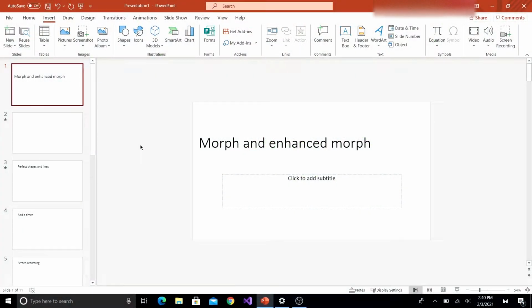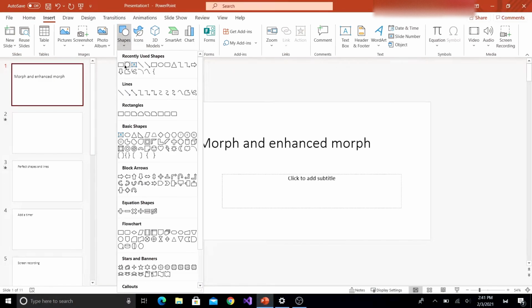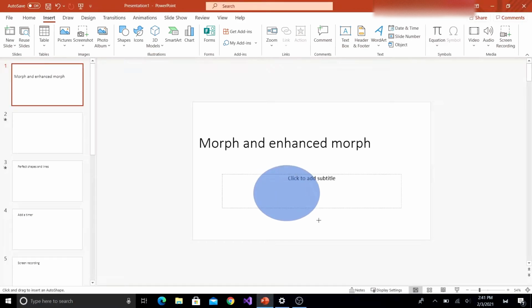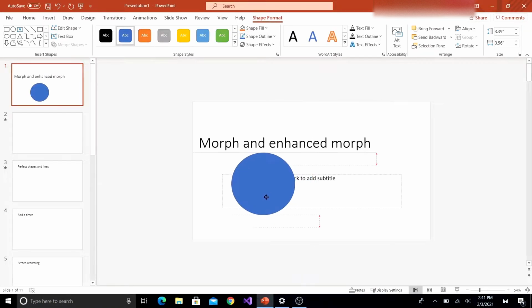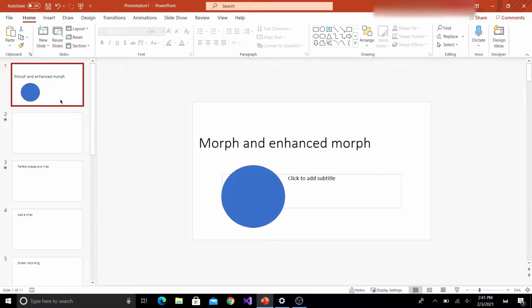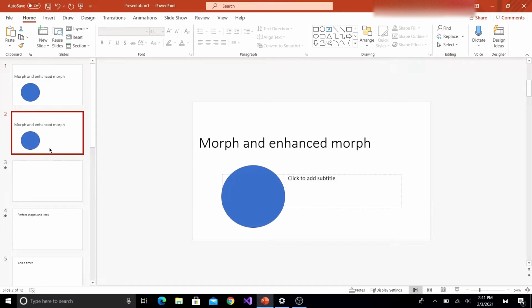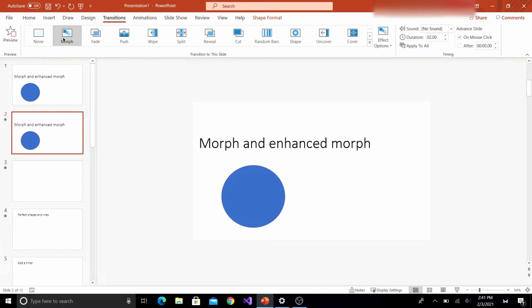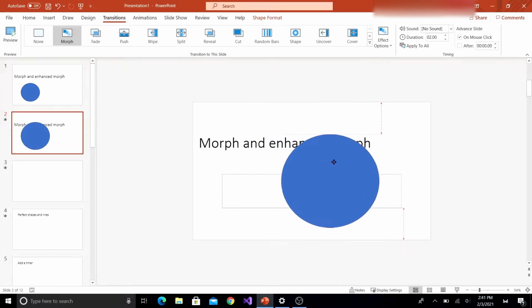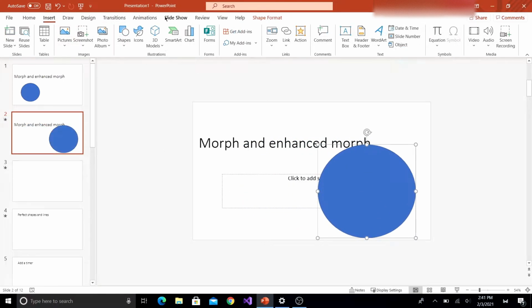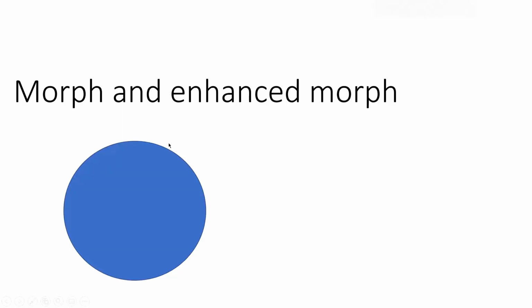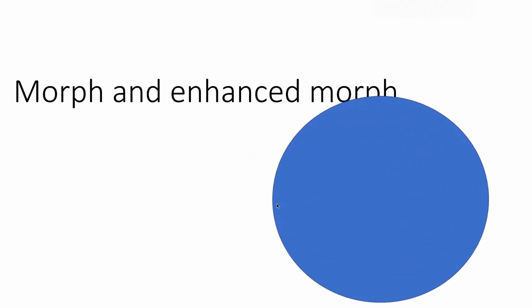For tip number 1, we are going to look at Morph and Enhanced Morph transition. Let's add a simple shape, for example, a circle. Now duplicate the slide and add a morph transition. Let's make it bigger, and let's see how the transition is. Look how smooth it is.